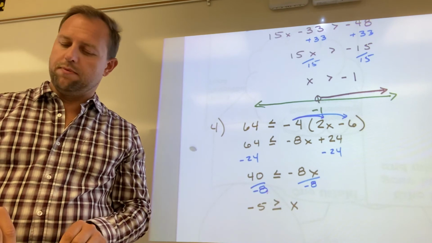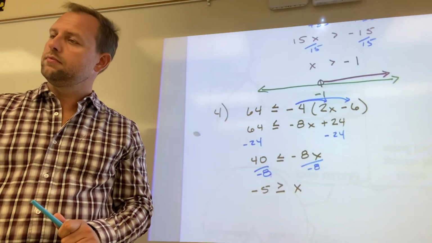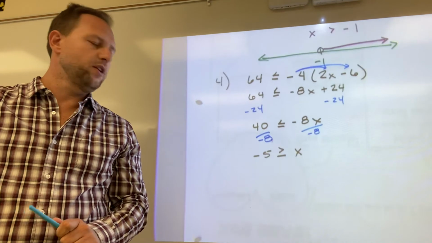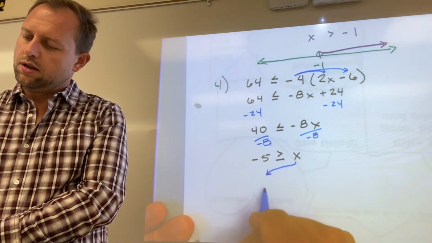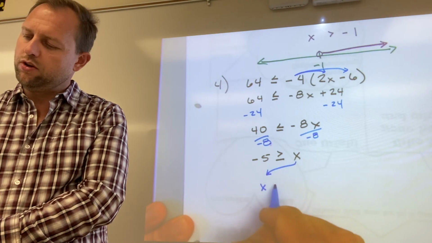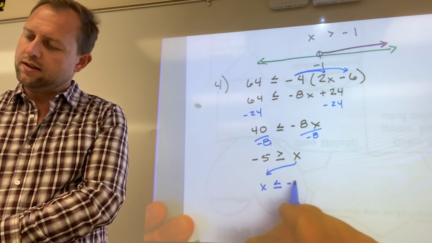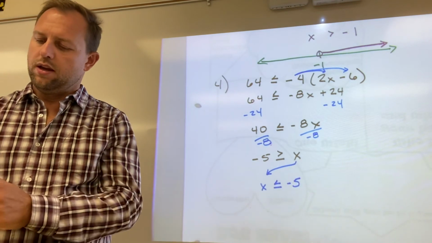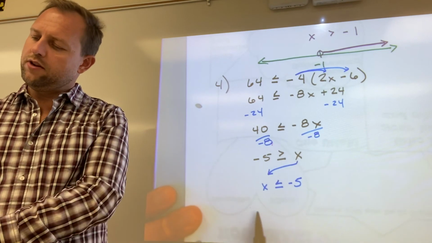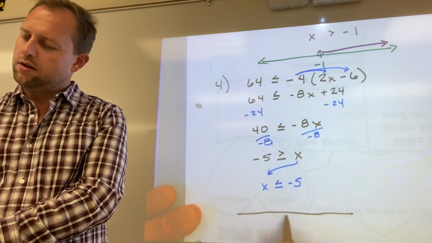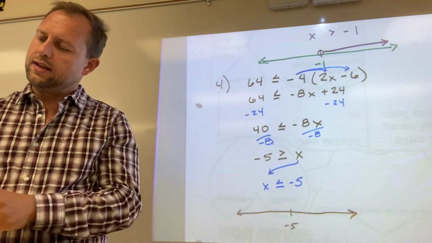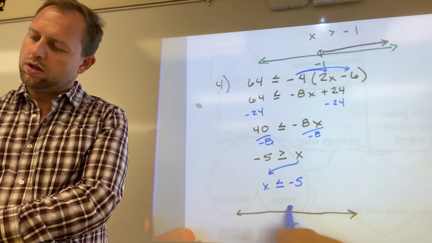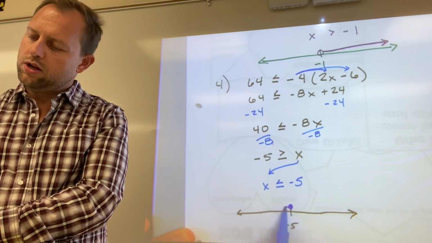Now, what's our problem? You guessed it, if you said that we don't have it in standard form. When we put the x to the left-hand side, we have to flip the sign. So our alligator is still eating, in this case, the negative 5. Once we're in standard form, we can graph it. And in this case, it's a closed circle heading to the left.